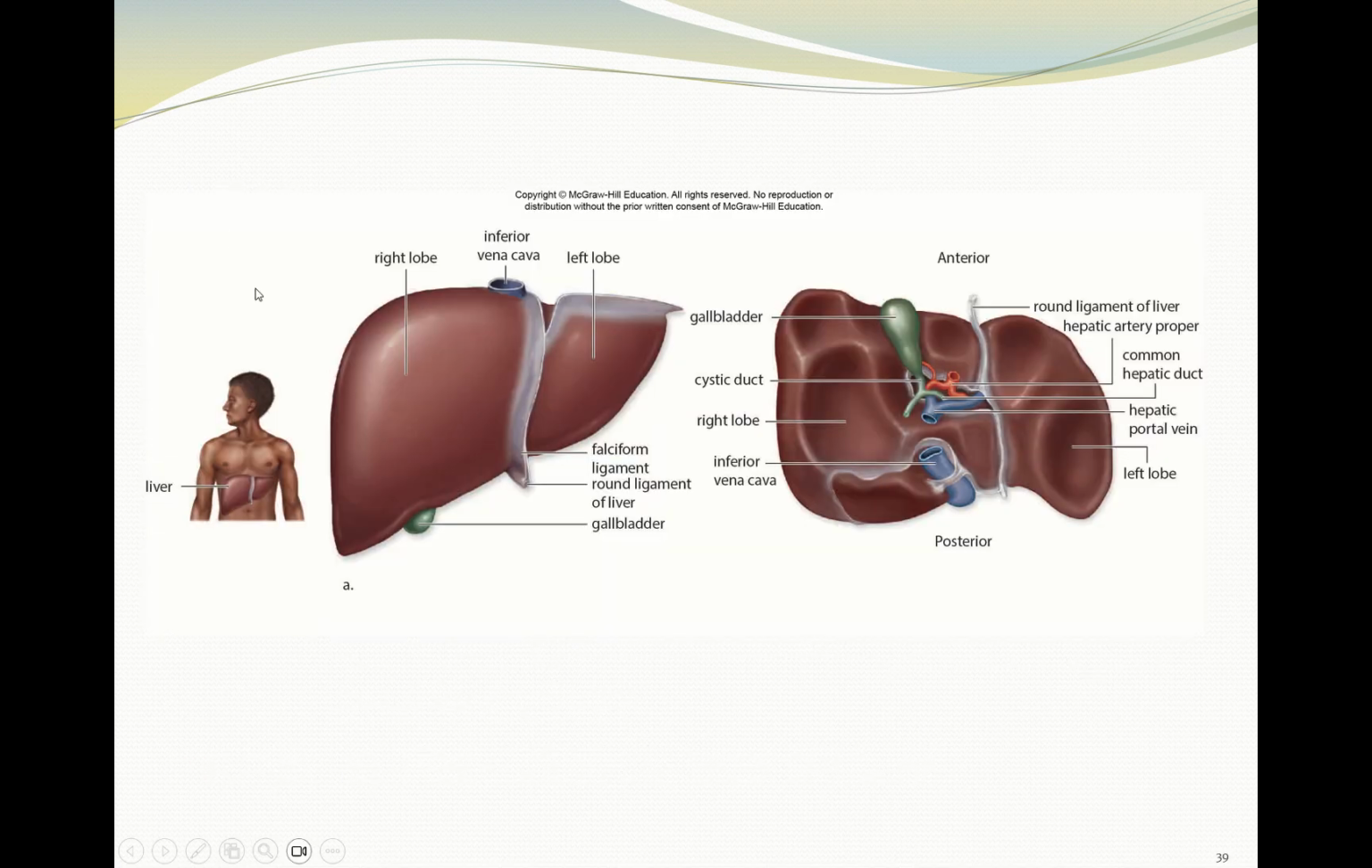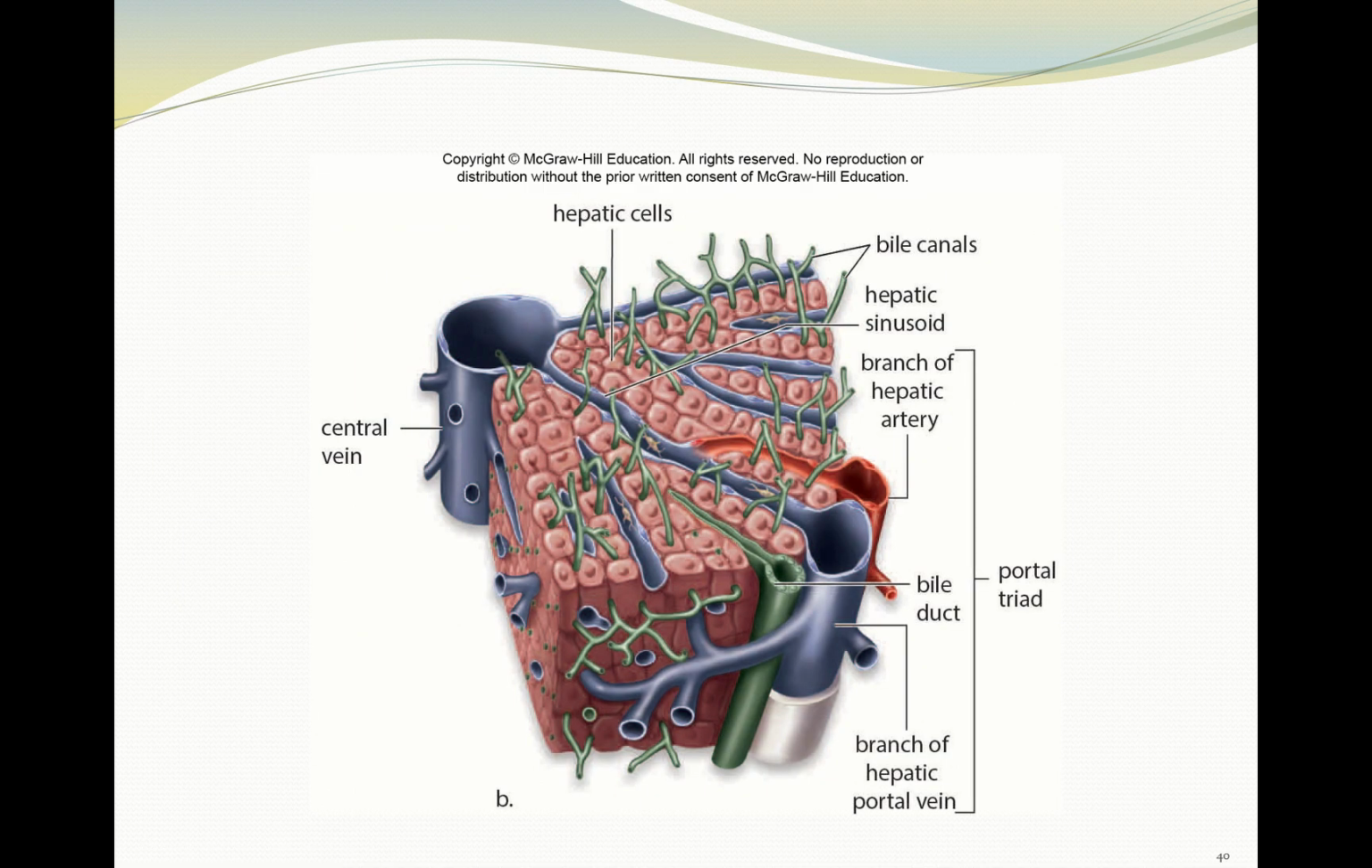So here we can see the right lobe and the left lobe, and then the falciform ligament that separates the two. We can see the gallbladder, which is inferior to the liver, and it stores that bile. Here we can see all the different types of lobules and the cells that are contained within.